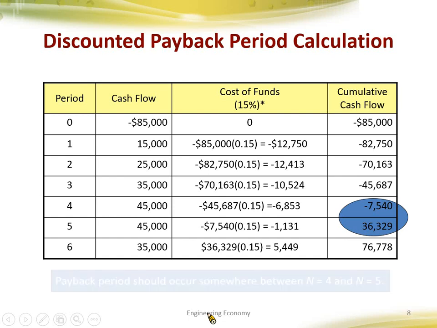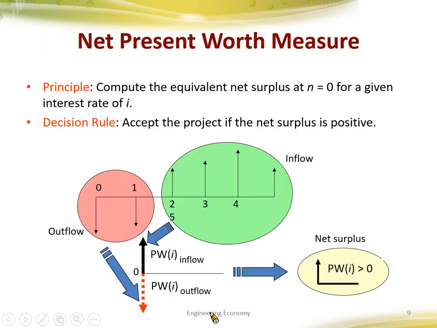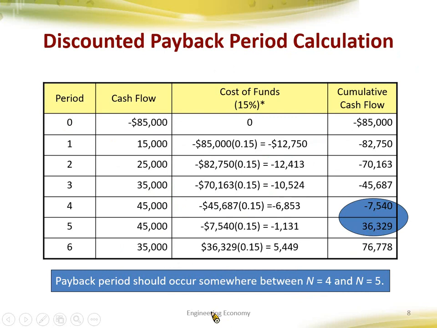Or if you want to, and you see that it's between the fourth and the fifth period. Where is it? Okay, it's the fourth period and the fifth period. It turns from negative to positive, and there are many ways that you can do it, but this is one way.